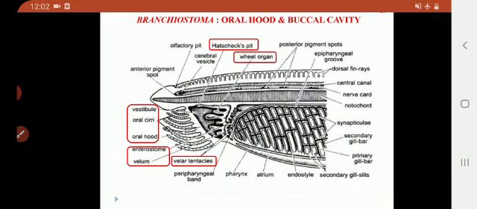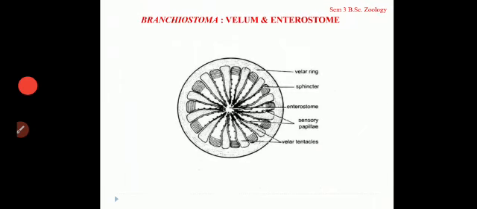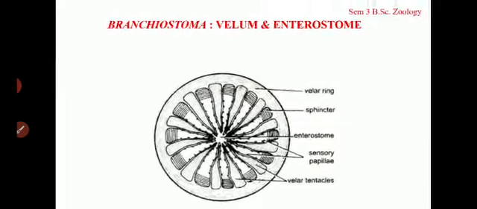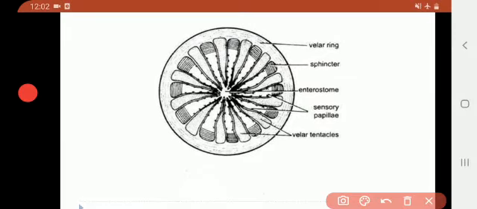Now we were speaking about the velum. This is the structure of the velum; you can see right here, it is clear. Now we can see the velum and the enterostome. The central opening is the enterostome, and you can see the structure. This is resting on the wall of the alimentary canal, and this part is referred to as the velar ring.